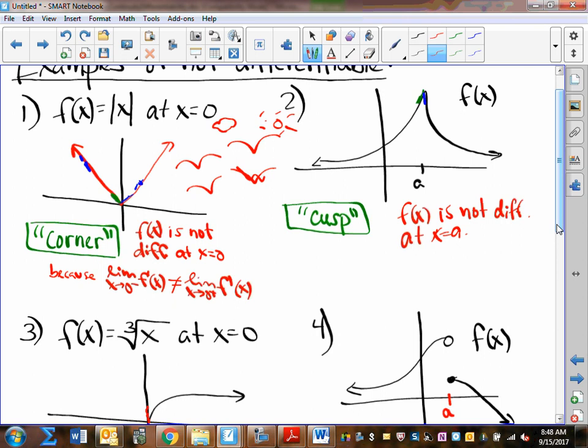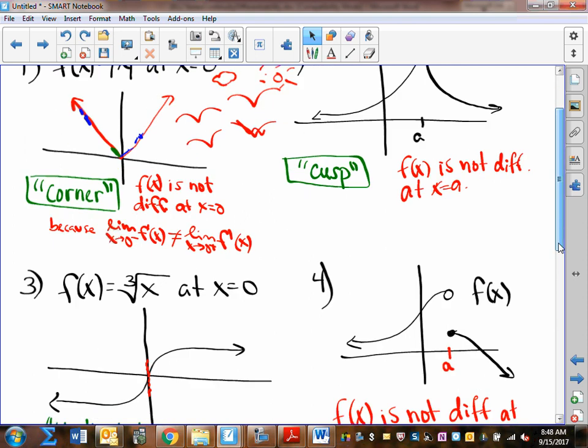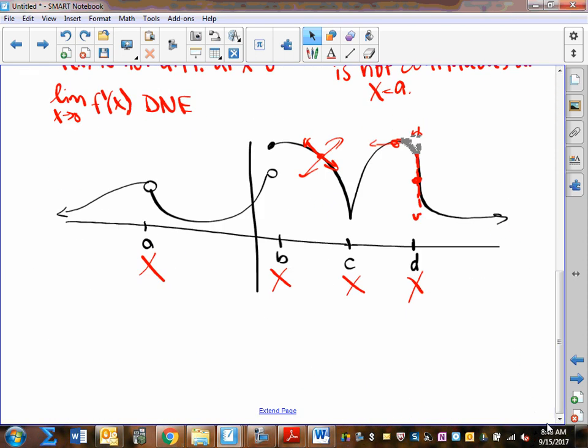Okay, so let's take a look at one more problem, connecting the limits, continuity, and differentiability. With this one down here, does the limit exist at A? Yeah. Is it continuous? No, that was our issue, right? So that's not differentiable. Does the limit exist at B? No, left hand and right hand are different. So if the limit doesn't exist, it's not continuous, it's not differentiable. C, does the limit exist? Is it continuous? Yeah, but it's not differentiable. And then D, does the limit exist? And it's continuous, but not differentiable.